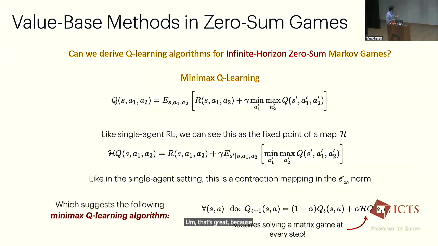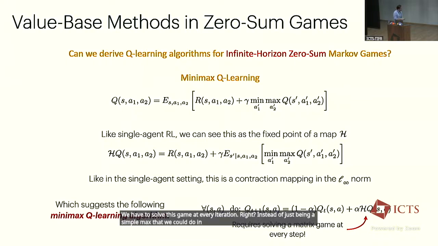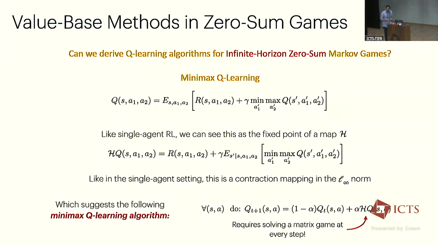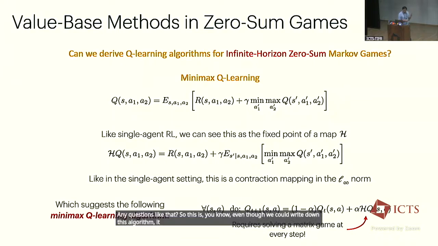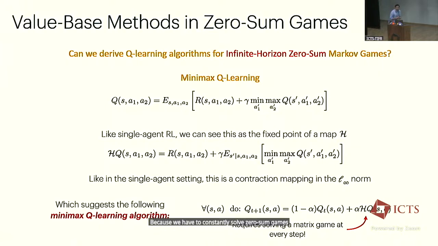That's great because we can immediately derive the minimax Q-learning algorithm as just iterating on this with some step size alpha. The only difficulty is that if we look at the definition of H, we have to solve this game at every iteration. Instead of a simple max that we could do in closed form, we now have to solve a zero-sum game given the matrix Q of S prime. Any questions about that? Even though we could write down this algorithm, it's still quite complicated to implement because we have to constantly solve zero-sum games at every state.